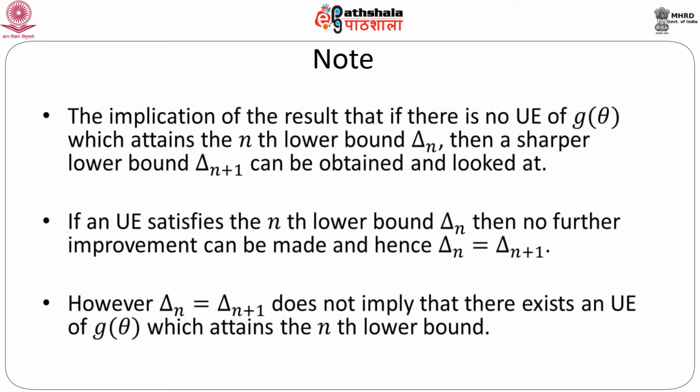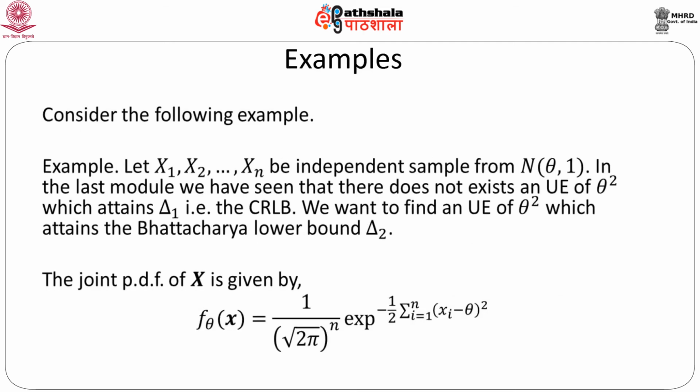However, delta n equal to delta n plus 1 does not imply that there exists an unbiased estimator of g theta which attains the nth lower bound. It is clear from the following example. Let x1, x2 up to xn be a random sample from a normal population with parameters theta and 1. In the last module, we have seen that there does not exist an unbiased estimator of theta square which attains delta 1, that is the Cramer-Rao lower bound. Now we want to find an unbiased estimator of theta square which attains the Bhattacharya lower bound delta 2.